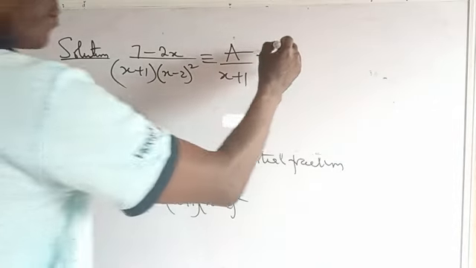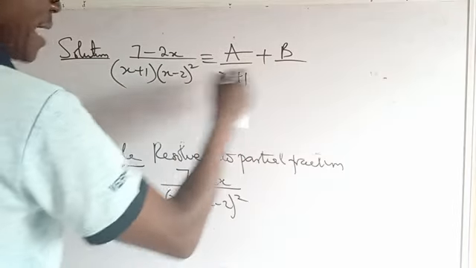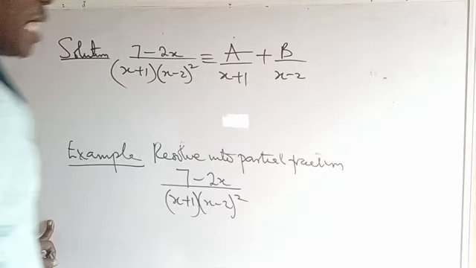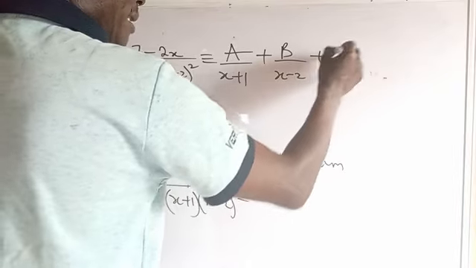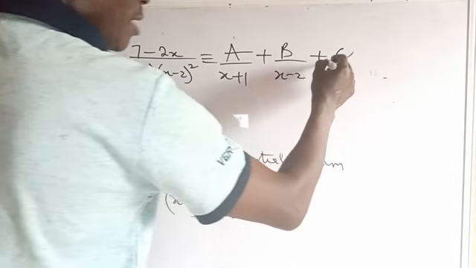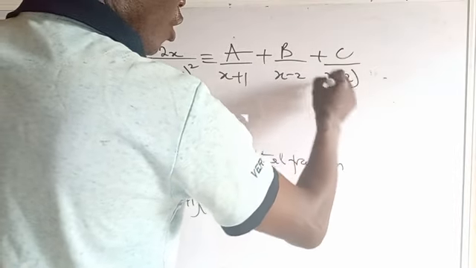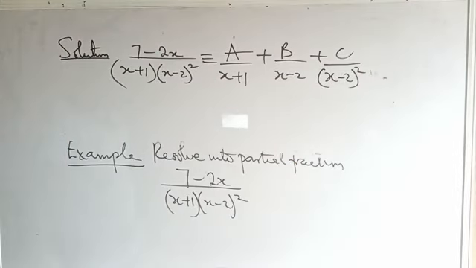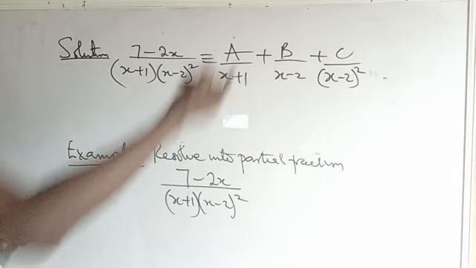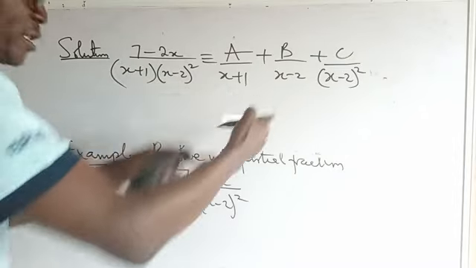So the first constant what? B all over x minus 2. Now, this third constant will be what? C all over x minus 2 all squared. Yes, that is what we are saying. That is, you have to repeat this. You first of all break it down into the first linear one.